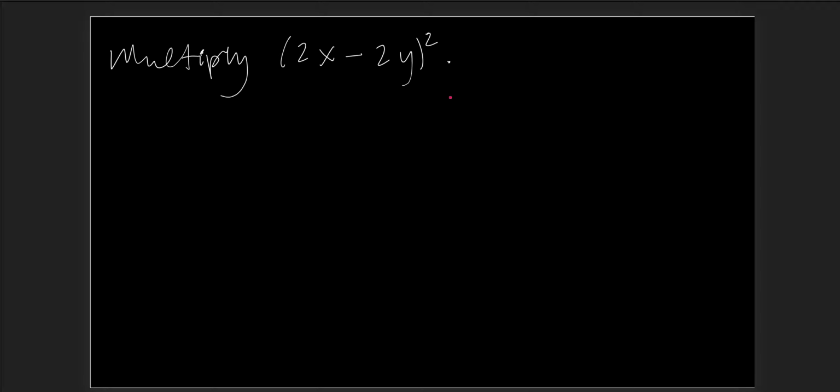I'll do another one like that. So remember, this means 2x plus 2y times 2x plus 2y. So I've got FOIL to use. You might not need to write down these letters like this. You might be able to do this a little faster.